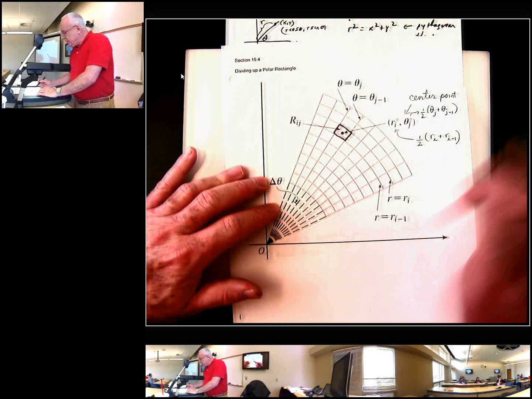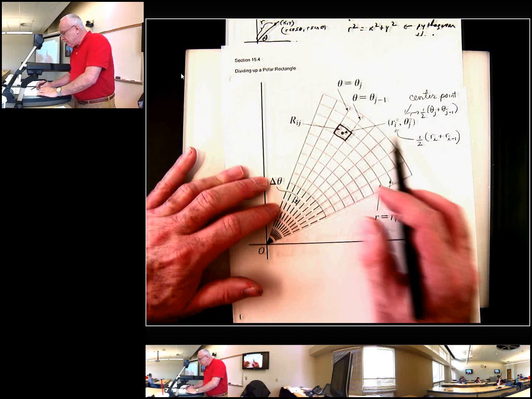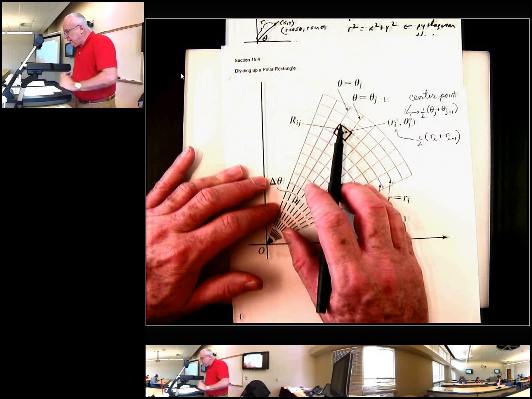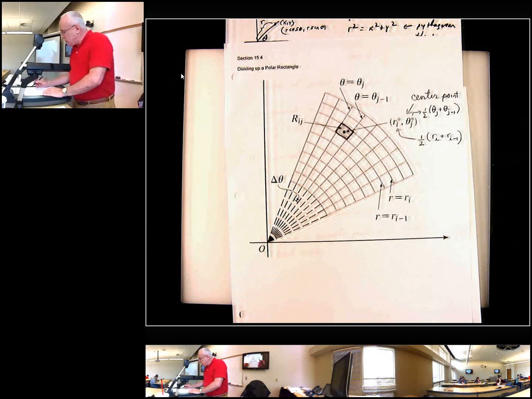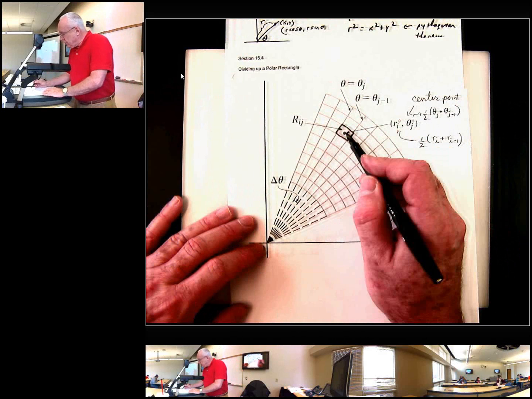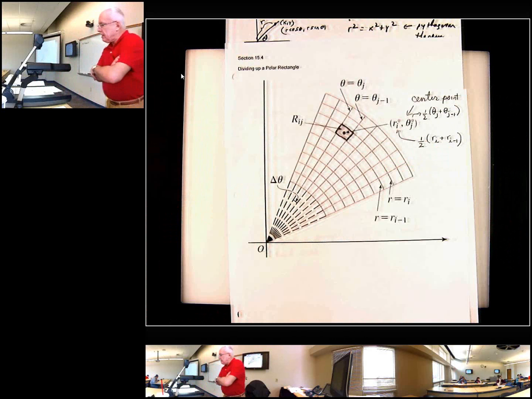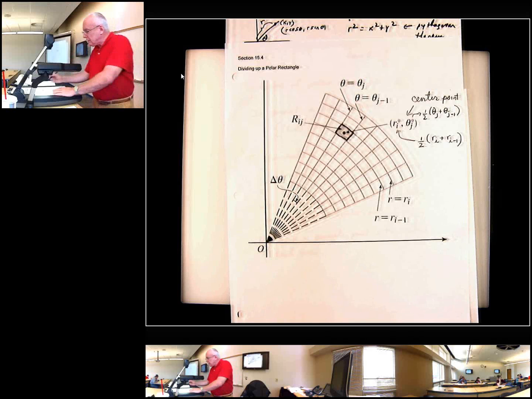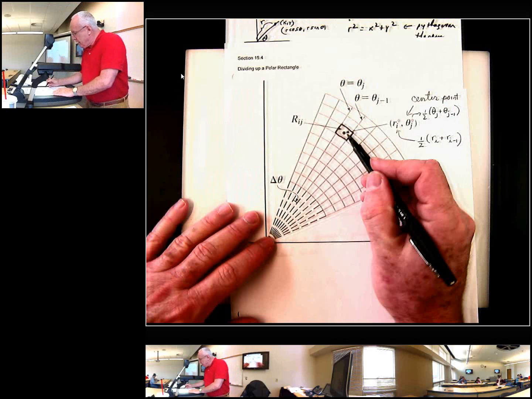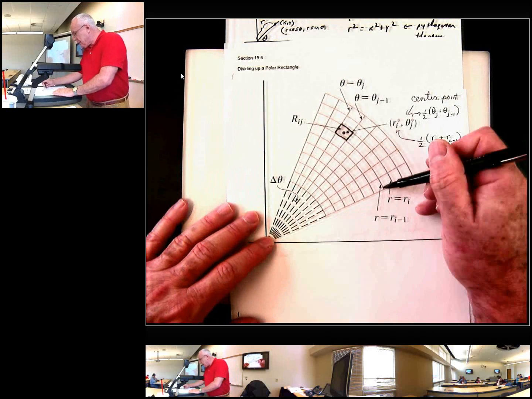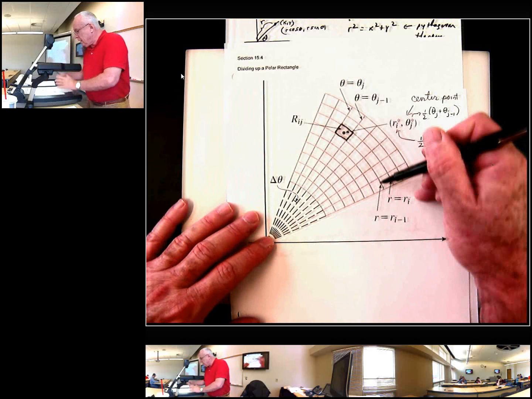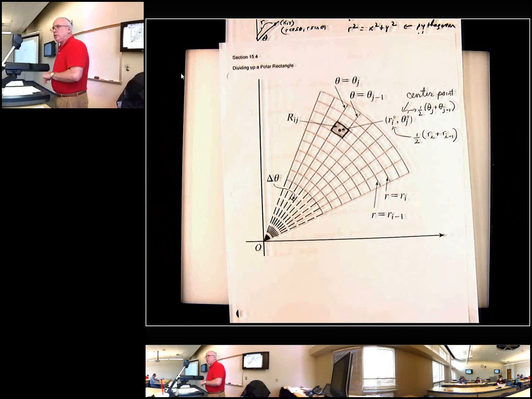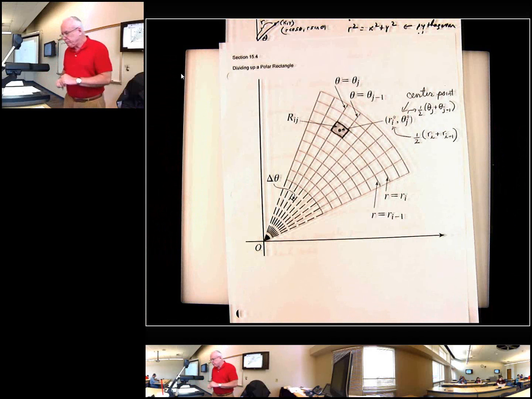So basically, if this is theta equals theta sub j, and this is theta equals theta sub j minus 1, the theta in that little area is the average of the two. It's right in the middle. As well as the r here, if this is r sub i and this is r sub i minus 1, the r here is also the average of the two r's. So it's right there in the middle. Okay.